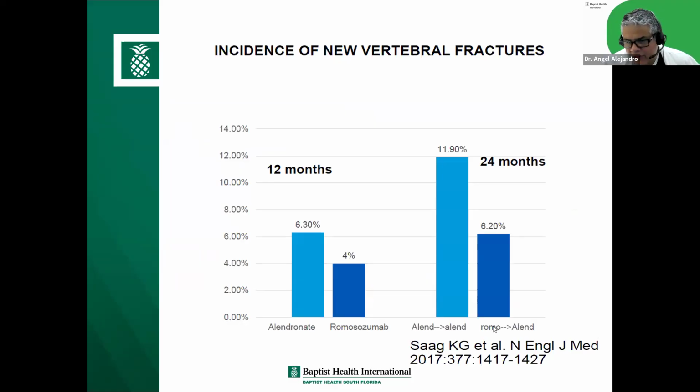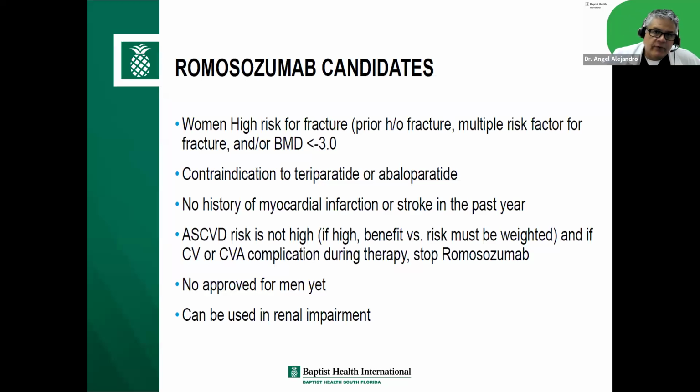And then after 1 year, you're going to switch everyone to alendronate, and you see that the difference persists. So you see a significant reduction in vertebral fractures with a significant increase in bone density. Who are the candidates for this medication? Well, these are my most severe osteoporotic patients, no doubt. Patients who have bone densities less than 3, you should always consider an anabolic agent. If they have multiple vertebral fractures, I think they're a great candidate.